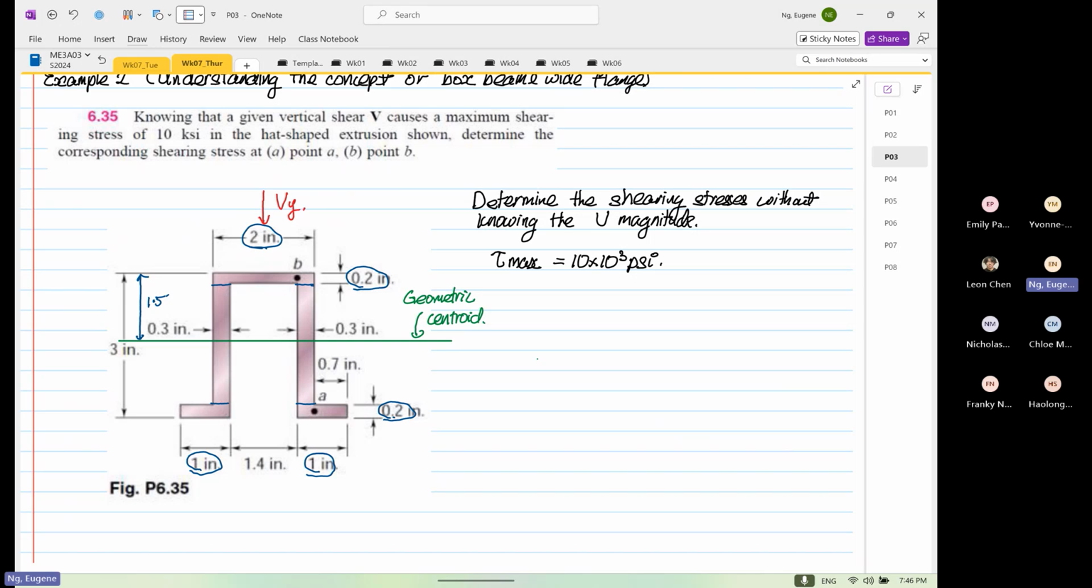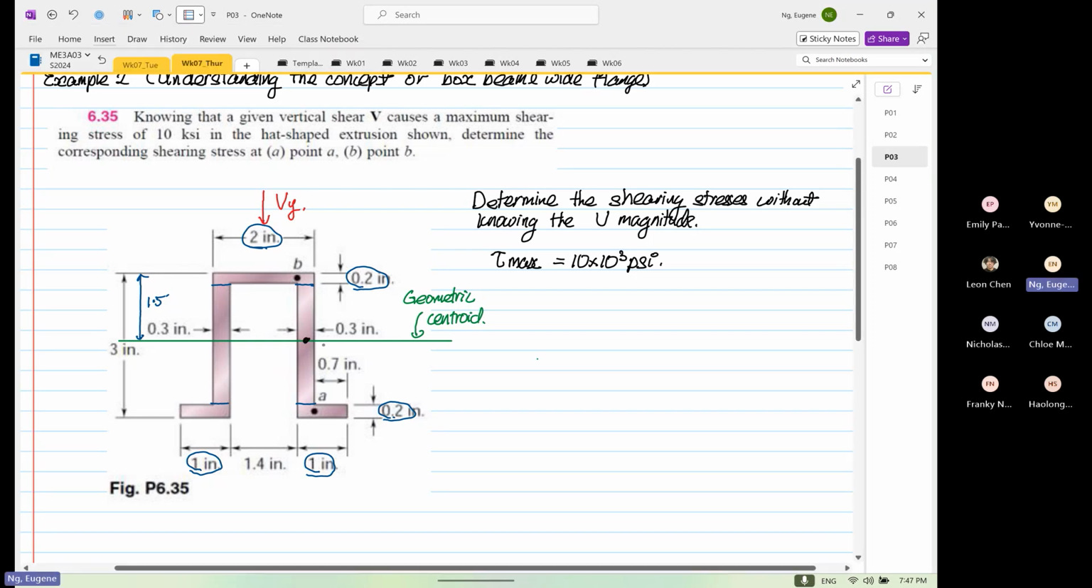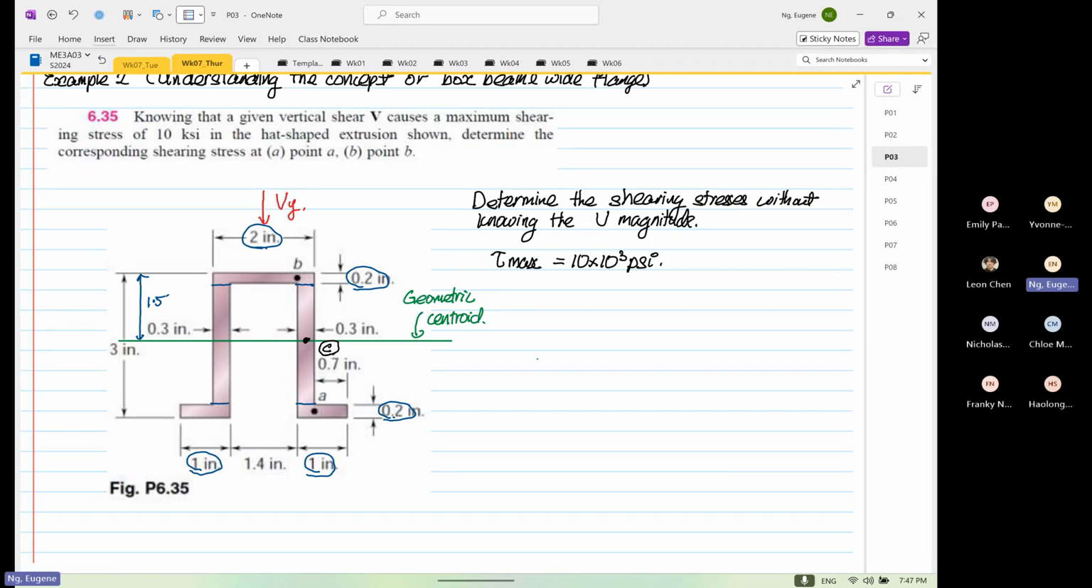So when that's the case, right, you only have this vertical web, major web, to decide where the center is. So it's exactly at the center. So that is why I know that the geometric centroid is 1.5 inch from the top or 1.5 inch from the bottom. Okay, so that is why I say that we know where the geometric centroid is based on observation. Right. So I'm going to call that point C. Point C is exactly on our centroid.